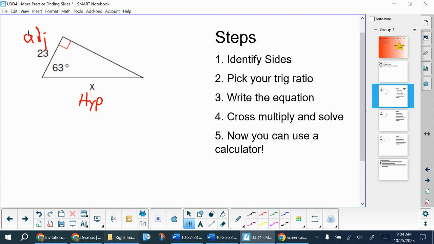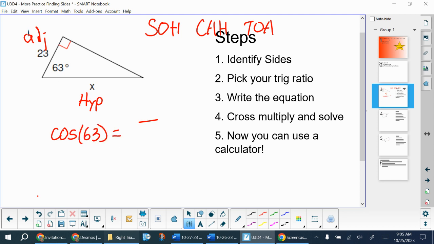To figure out my trig ratio or trig function, I'm going to think about which of my trig ratios have adjacent and hypotenuse. Maybe I even write down SOHCAHTOA. And I see, oh, adjacent hypotenuse. That one's cosine. So I'm going to write it out. Cosine of, I know my angle is 63. And cosine is the adjacent side over the hypotenuse. So I'm going to have 23 over x. So I've written out my equation.